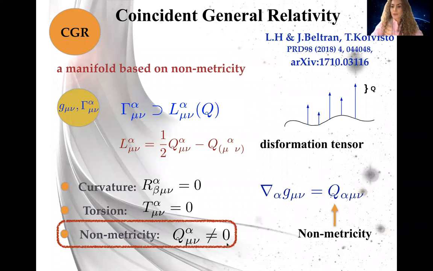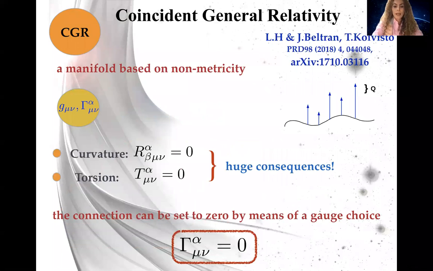Here is the definition of the non-metricity tensor. So it's the covariant derivative with respect to a general connection, which is not the Christoffel symbol, acting on the metric. So this is the non-metricity tensor. And the fact that we have curvature and torsion being 0 has huge consequences. So by means of gauge choice, what one can do in this coincident general relativity formulation is that one can completely get rid of the connection. This you cannot do in the other formulations by means of a gauge choice, but in coincident GR, this is possible. This is the coincident gauge.